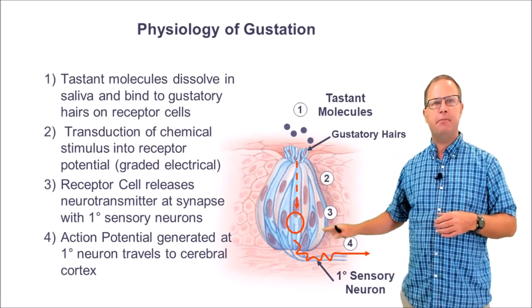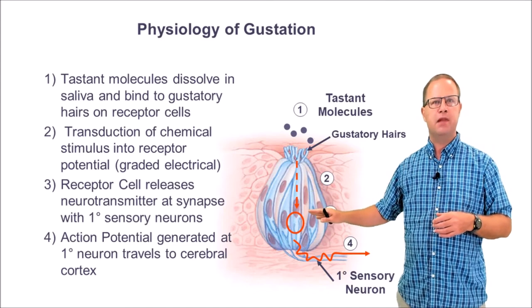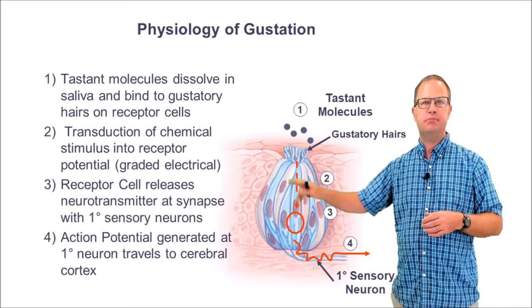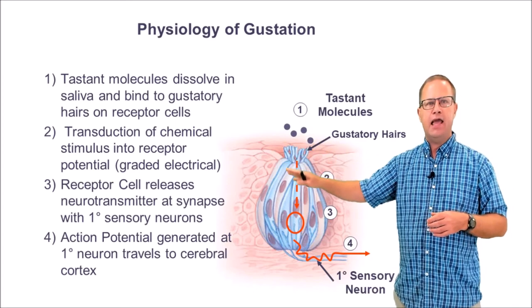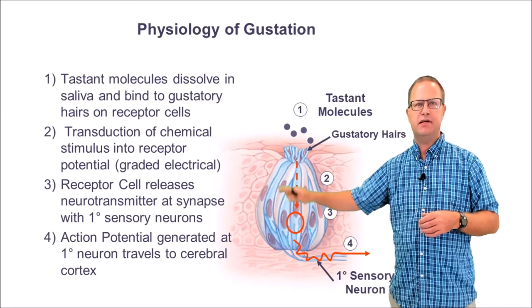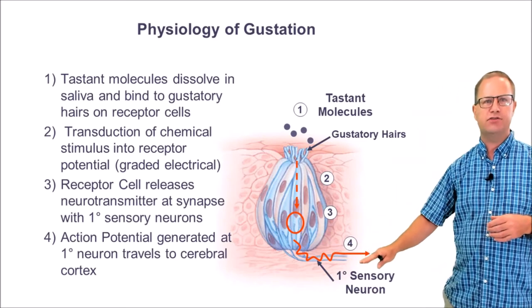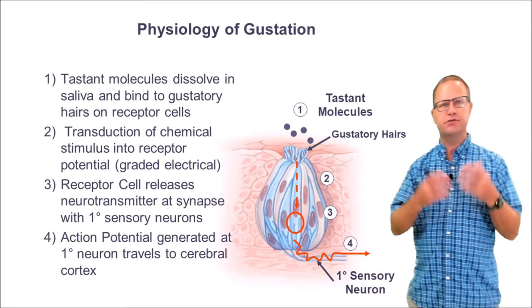Okay, we also have epithelial or supporting cells in there as well. But the point is, we have a sensory receptor which will transduce the fact that we're binding to these tastant molecules, and it will transduce that into a graded potential, and eventually that becomes an action potential that travels along a sensory neuron and goes to the brain.